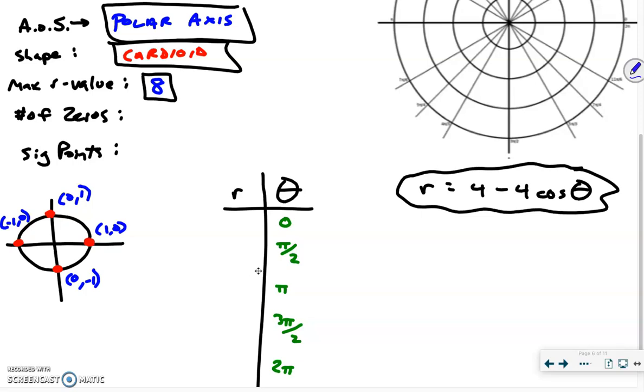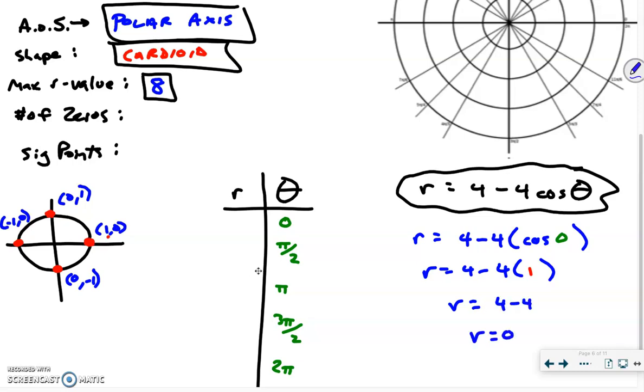Quite literally, we're going to use substitution to complete this t-chart. R is equal to 4 minus 4 times the cosine of theta, in this case 0. We go over to the unit circle and identify, at 0, what is the cosine? Cosine is our x term, so the cosine of 0 is equivalent to 1. So r is equal to 4 minus 4 times 1. This cleans up to be 4 minus 4, which is 0. All of that work to determine that when theta is 0, r is 0.